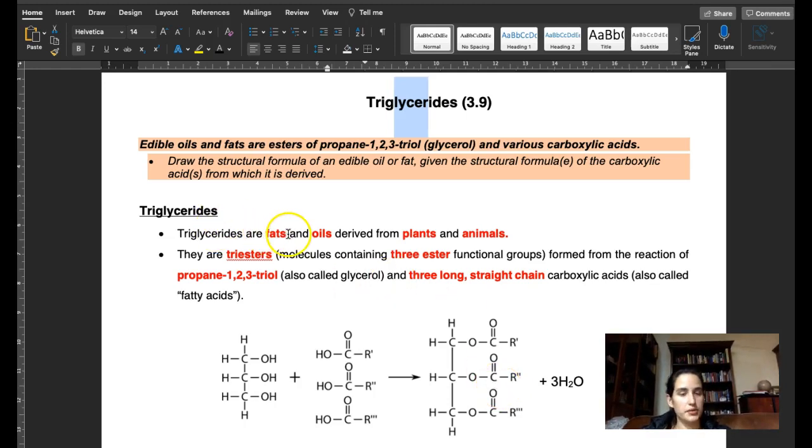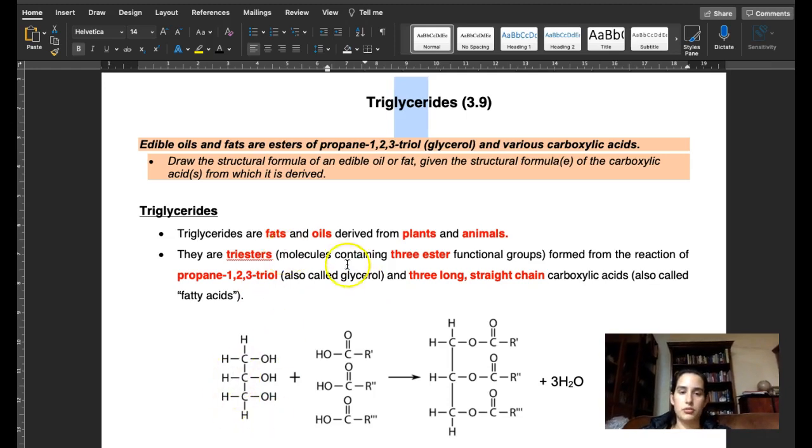They're fats and oils, and they're derived from plants and animals. Depending on how many double bonds they have, so their degree of saturation or otherwise, that determines whether they're originating from plants or animals. Triesters because they contain 3 functional groups, because they are created by the reaction of an alcohol containing 3 hydroxyl groups with 3 carboxylic acids.